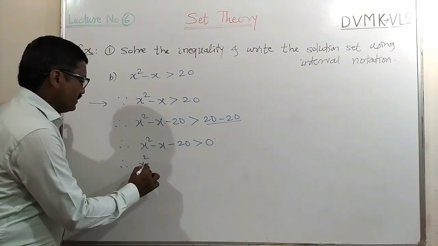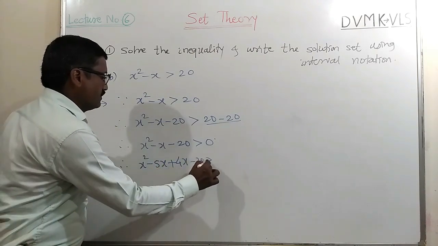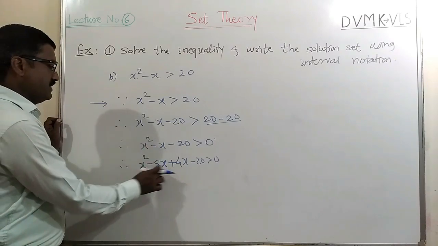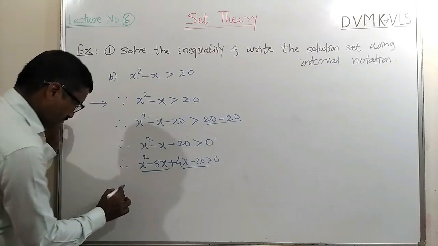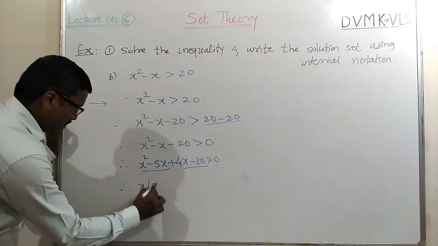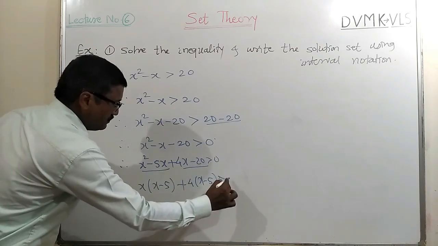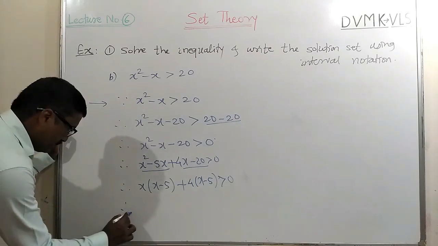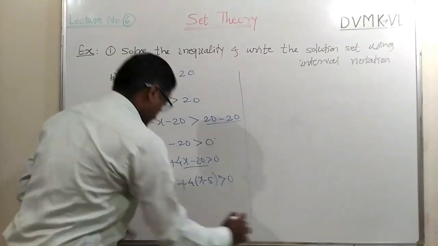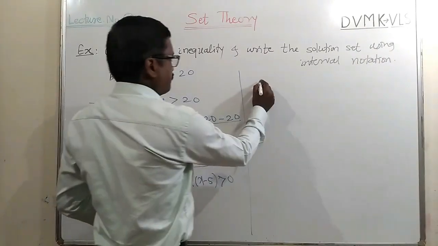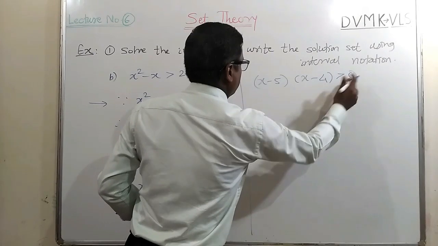So the factors will be x square minus 5x plus 4x. So this gives us minus x, and the sum will be minus 5 plus 4, that is minus 1, and the product is minus 5 into 4, that is minus 20. So take common x from this in bracket x minus 5, plus 4 in bracket x minus 5, which is greater than 0. Therefore, the common factor will be x minus 5. So x minus 5 into x minus 4 is greater than 0.